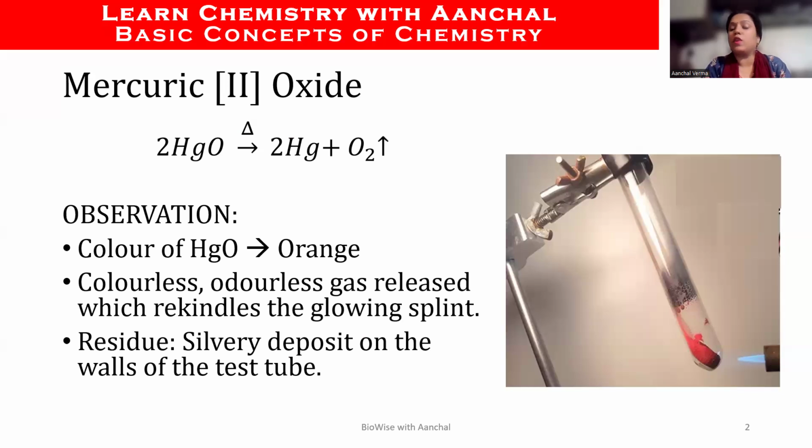Right? Now, the residue is a silvery deposit on the walls of the test tube. Children, there is a difference between a residue and a precipitate. A precipitate occurs when there is a solution; an insoluble salt in a liquid medium acts as a precipitate. But residue is something which is left behind after heating. So when you strongly heat a substance, whatever is left behind is the residue. Do not get confused between the residue and a precipitate. Here the residue is the silvery deposit on the walls of the test tube, that is mercury, nothing else. So this is the action of heat on mercuric oxide.